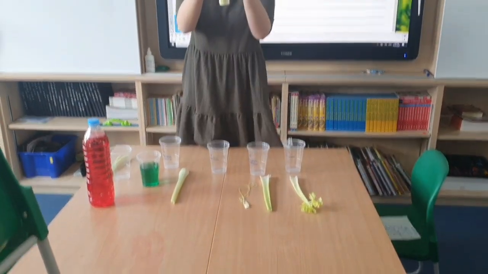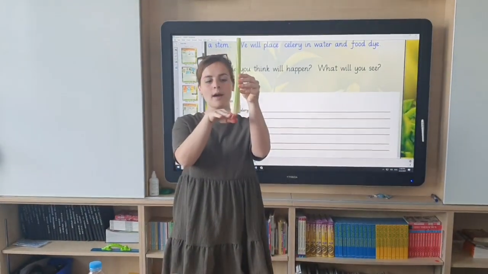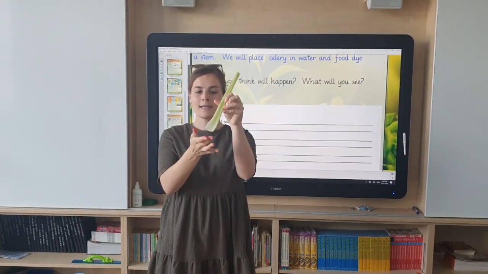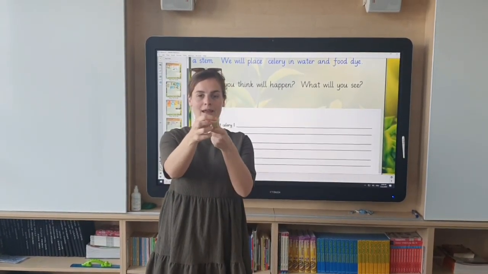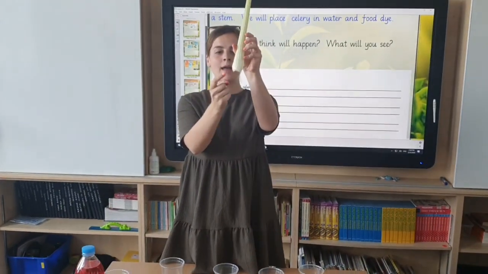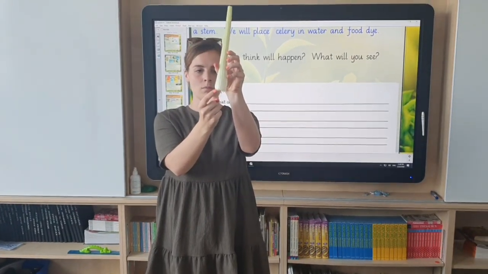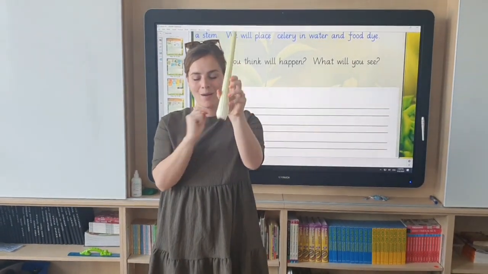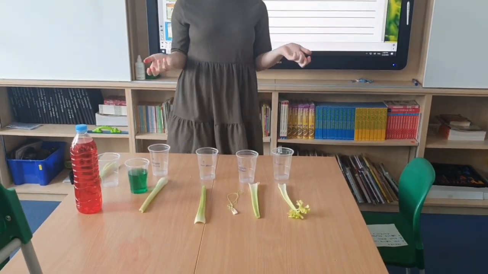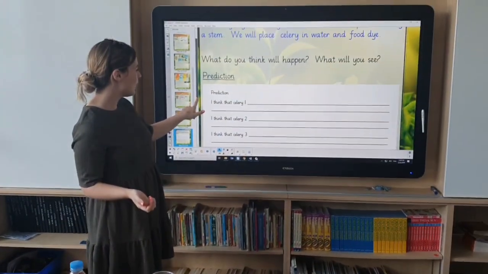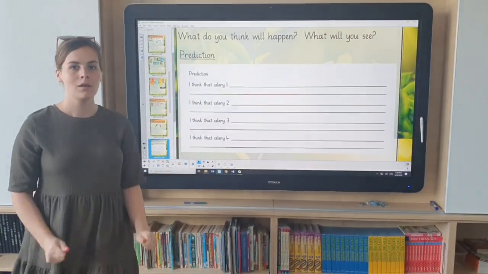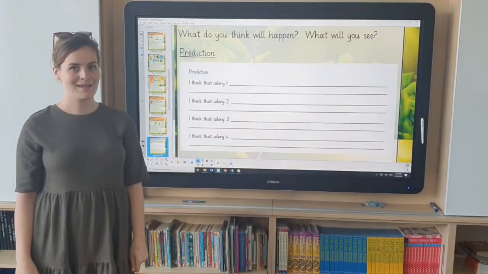My third one, I have cut with a knife at the bottom, so it's a clean cut and you can still see the veins inside. And then my fourth one, I have exposed the veins at the bottom. And we're going to put each one in some red food colouring to see what happens. But we need to make a prediction. So on your worksheet, you have four predictions to make. Off you go.